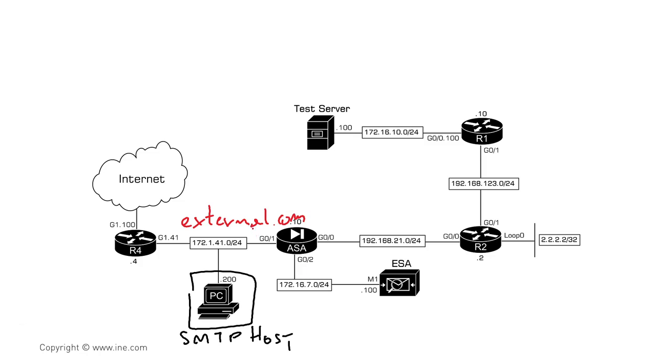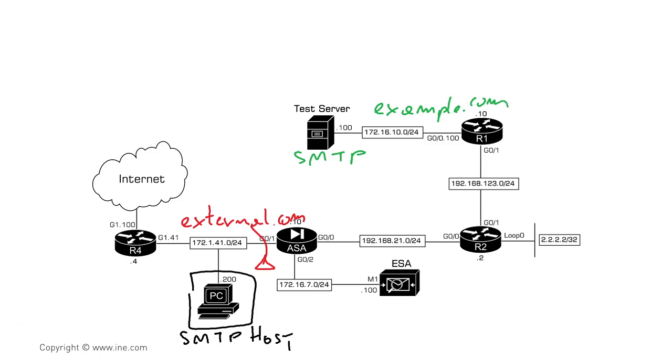So this server is responsible for sending messages from external.com, while our internal domain is configured on the test server. This device will act as our internal SMTP server and is going to be set to example.com.